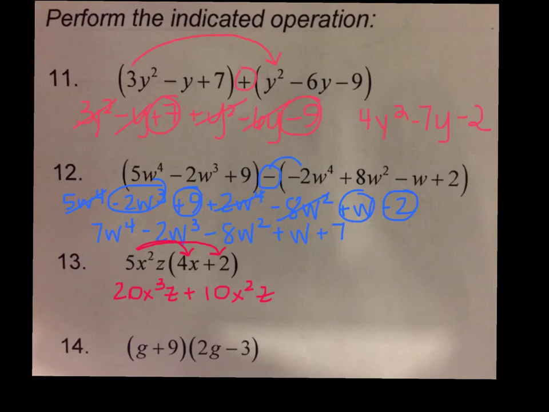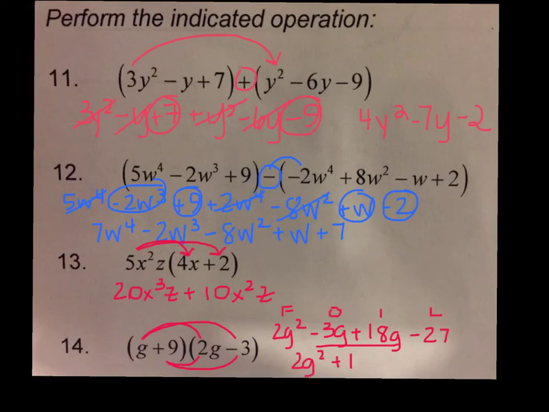This is quote-unquote foiling. I prefer to call it distributing. So if you like to call it foiling, it's the same thing. Multiply the g, 2g squared, multiply by the negative 3. Now I'm going to distribute the 9. And then I'm going to multiply the last two numbers. If you like to do FOIL, this is F-O-I-L. The only problem is FOIL only works for a binomial times a binomial. I just like distributing, it's the same thing. I'm going to combine these like terms, so I get 2g squared plus 15g minus 27.